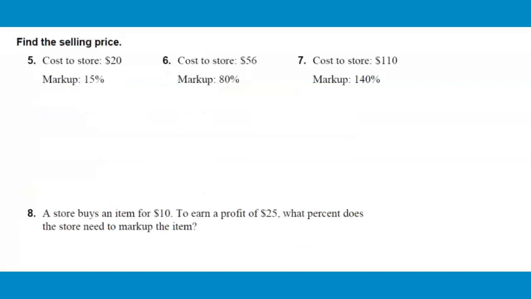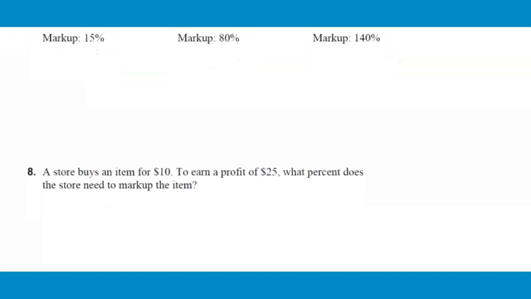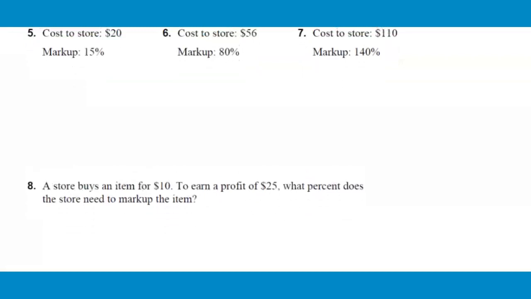All right, 5, 6, 7, we're talking about markups. So find the markup, increase the price by the markup number. And number 8 is a word problem there. And that's what we have for discounts and markups. And we'll do some more practice of this coming up.